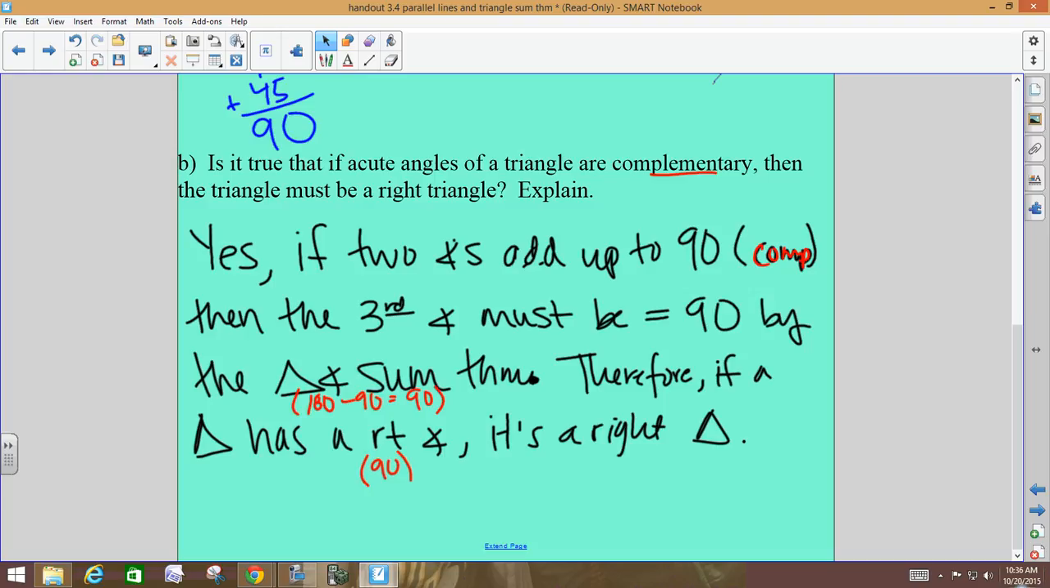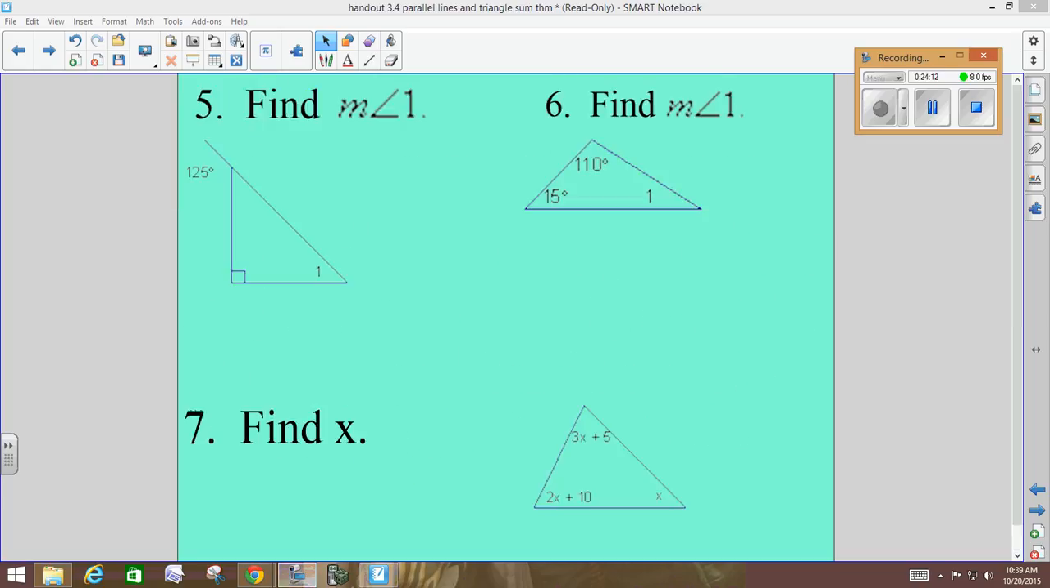Once you have that copied down, go ahead and do 5, 6, and 7. Find either the measure of angle 1 or the value of x, whichever it says to do. Sid, number 5. How'd you get that? Why?